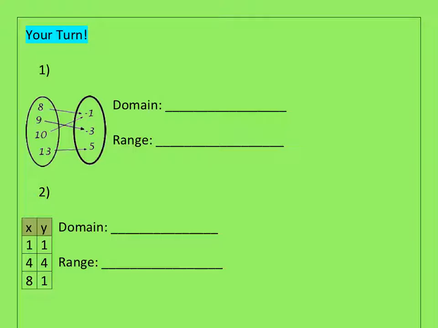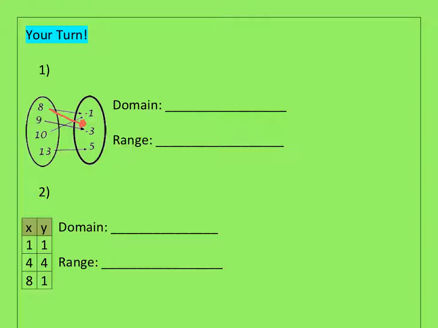Then on this one where it says your turn, before you turn off the video and do it yourself, I want you to add the following line to the mapping. I want you to add going from 8 to 3. I want you to add that right now because we've already talked about functions. And so at this point, before you turn off the video, determine if 1 is a function, yes or no, and why. Is 2 a function, yes or no, and why. And then find the domain and the range. Whether it's a function or not, it still has a domain and range. So turn off the video and then turn it back on when you're ready.